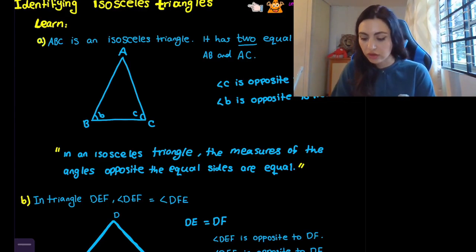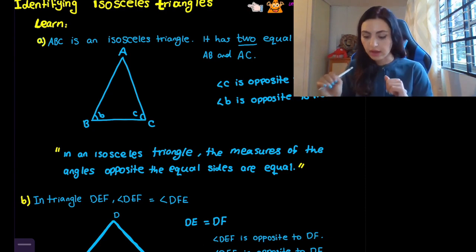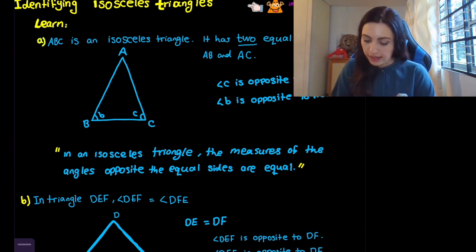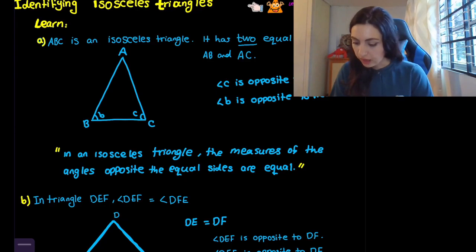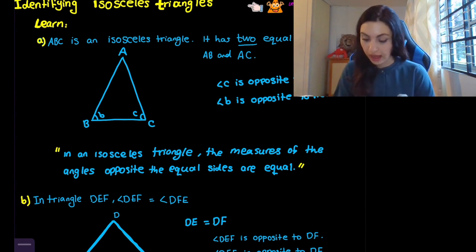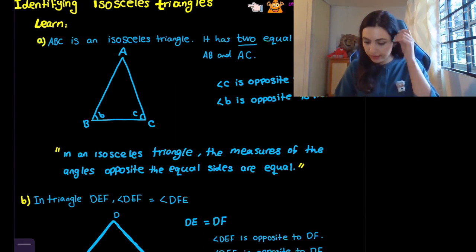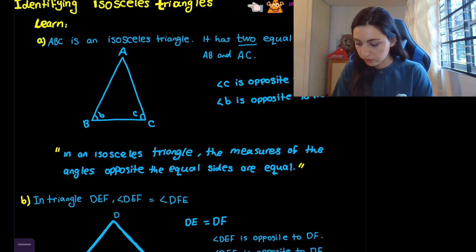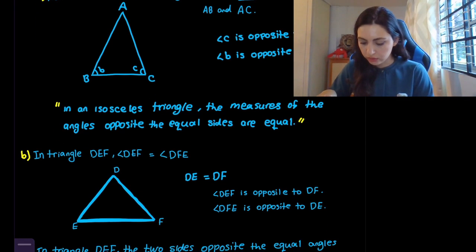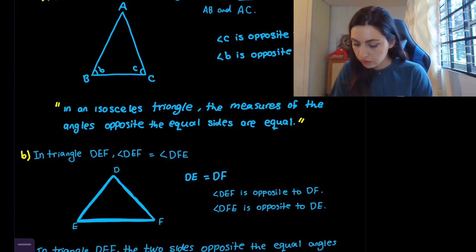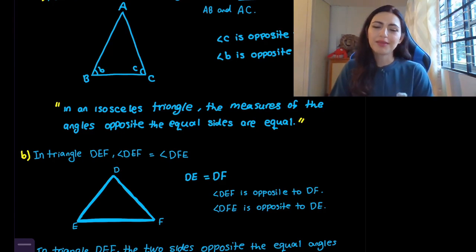An isosceles triangle is a triangle that has two equal sides. So the side AB is equal to side AC. So there are two equal sides. Angle C is opposite to AB. Angle B is also opposite to AC, as it's shown in the triangle. In an isosceles triangle, the measures of the angles opposite the equal sides are equal. It might sound a bit complicated, but bear with me.